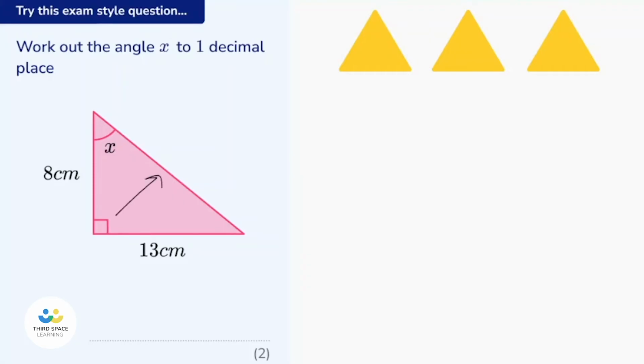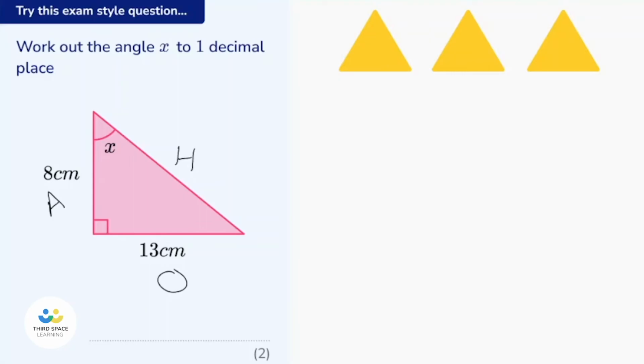Well, the side opposite the right angle, the longest side, is always the hypotenuse. The side opposite the angle is the opposite. And the one left over is called the adjacent. It's next to the angle.